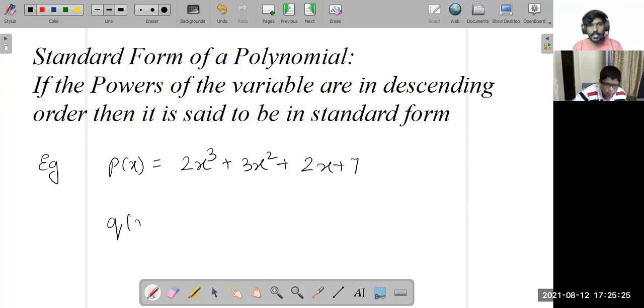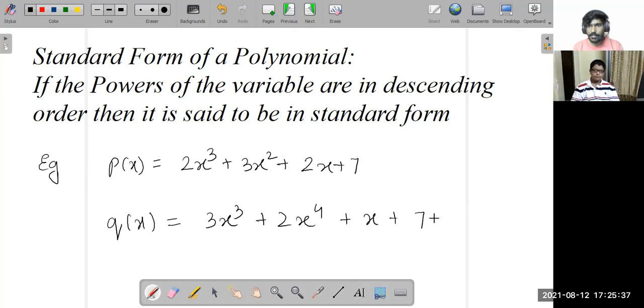Okay, can you look at the screen and tell me whether this is in the standard form or not? Is this in the standard form? 45, 5, 40. No, sir. No, this is not in the standard form. They are random. This is in the standard form. So if they are not in their descending order of power, then it is not in the standard form. So to check, you just have to see whether they are in the descending order of powers or not.